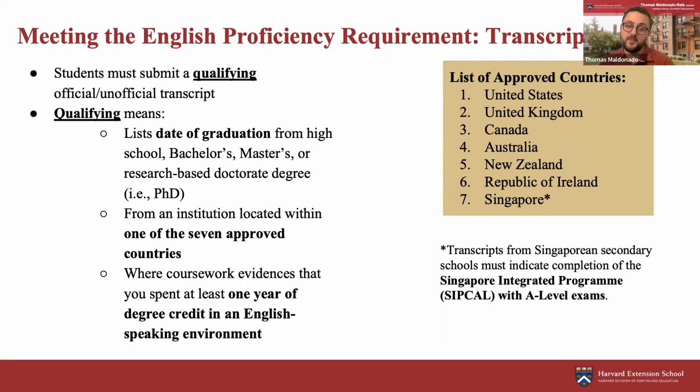The first is that we're looking for a date of graduation from either a high school, bachelor's, master's, or research-based doctorate degree like a PhD. Second, we're looking for the institution that you graduated from to be located in one of the 7 approved countries you see listed here, whether it's the United States, United Kingdom, Canada, Australia, New Zealand, Republic of Ireland, or Singapore, although there is an important caveat with Singapore, in that if you're going to submit a transcript for a secondary school, it must indicate completion of the SIPCAL, or Singapore Integrated Program, with A-level exams.